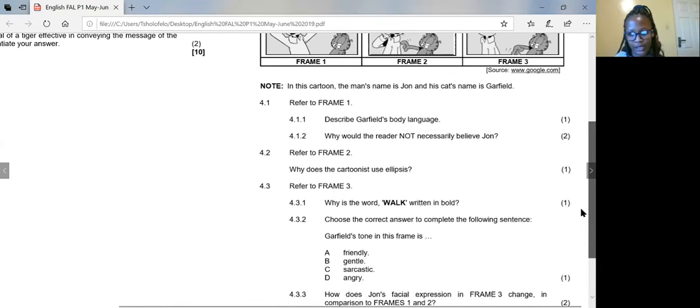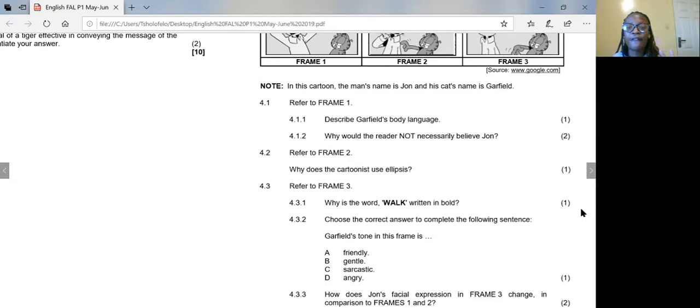Choose the correct answer to complete the following sentence. We are still in frame 3. Garfield's tone in this frame is... I'm going to pause a bit here and explain something that is so crucial. In actual fact, it pains me when learners who are in grade 12 cannot determine a tone. It troubles me. It's your duty to know about a tone. How do we determine a tone? A tone is determined by the choice of words as well as what is happening in the storyline, all right?